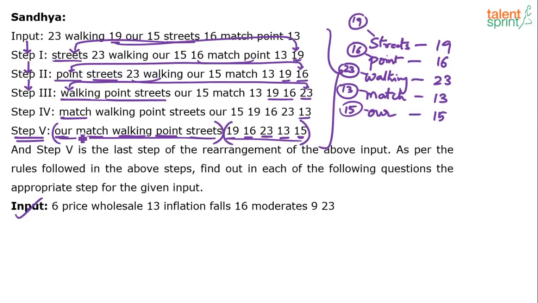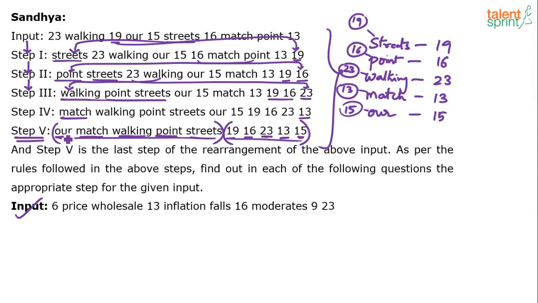But what is the reason behind moving these words is still unclear to us. Why did we move streets first? Why did we move points later? Then why walking? Then why match? And then why R? Or finally, what is the logic behind this output? Let me explain this to you.